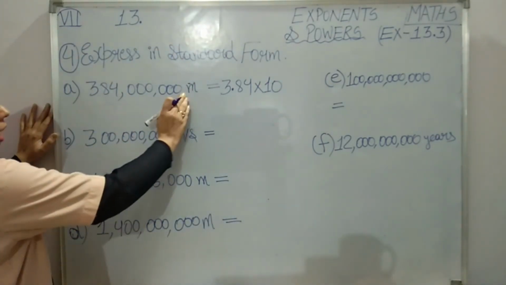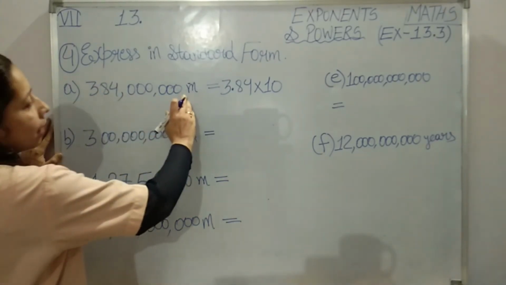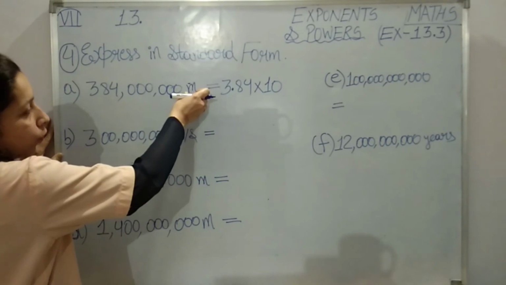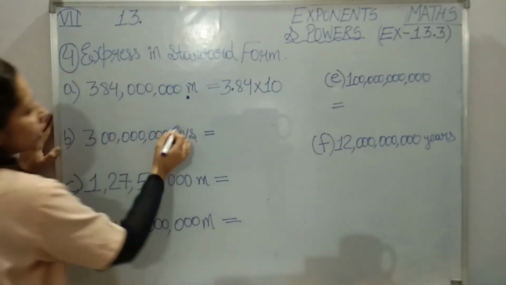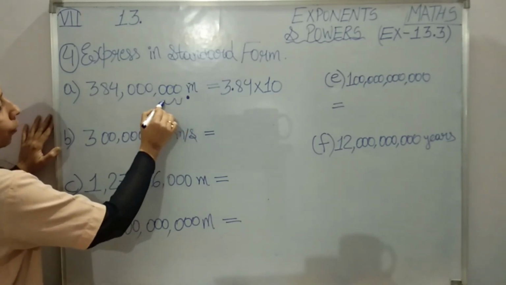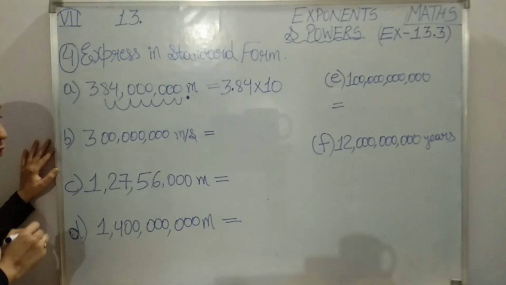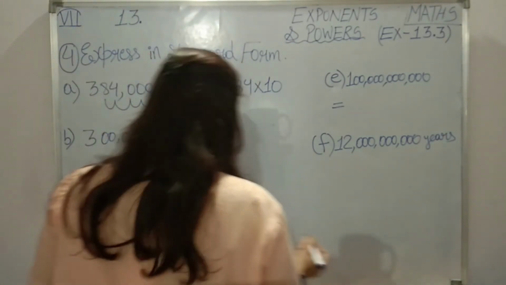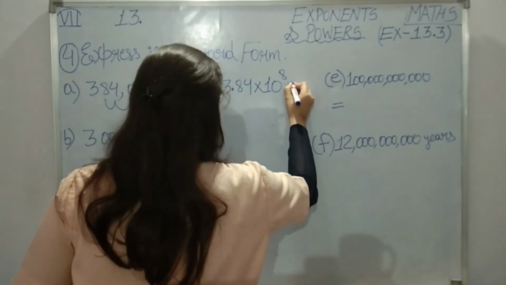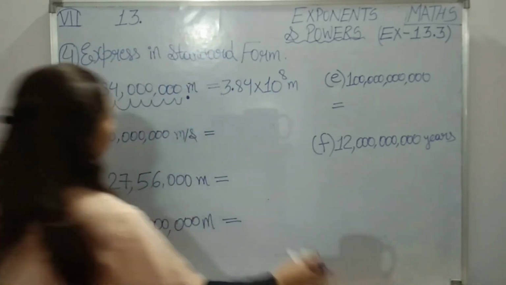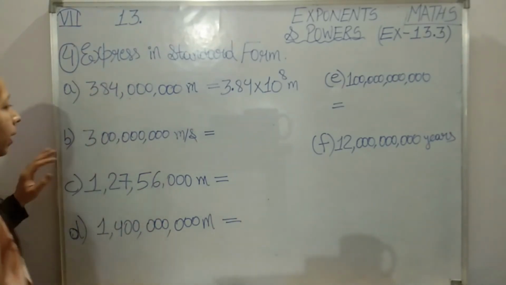Now see, if the decimal is not there, then you have to assume that the decimal is at the end of the digits. So how many places will the decimal jump, students? 1, 2, 3, 4, 5, 6, 7, 8. Isn't it, students? So my final answer will be 3.84 into 10 raised to the power 8 meters. I hope the explanation is clear to you. Got it, students? Again, let us see point number B.